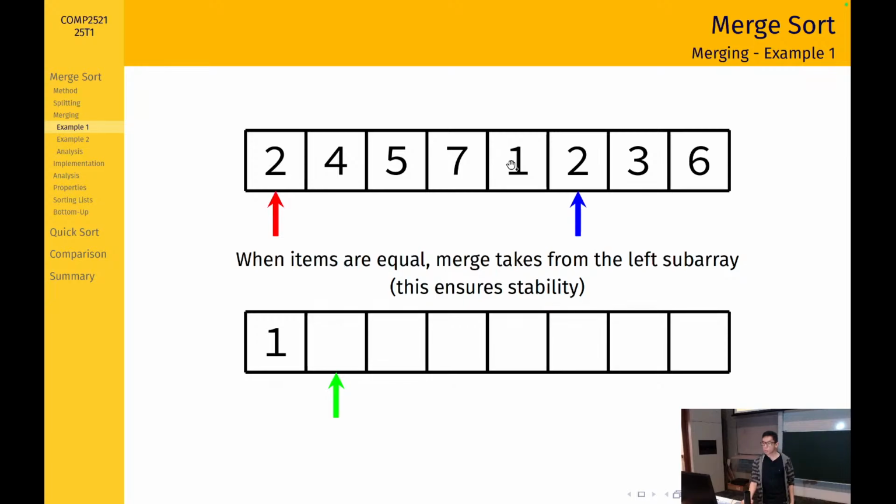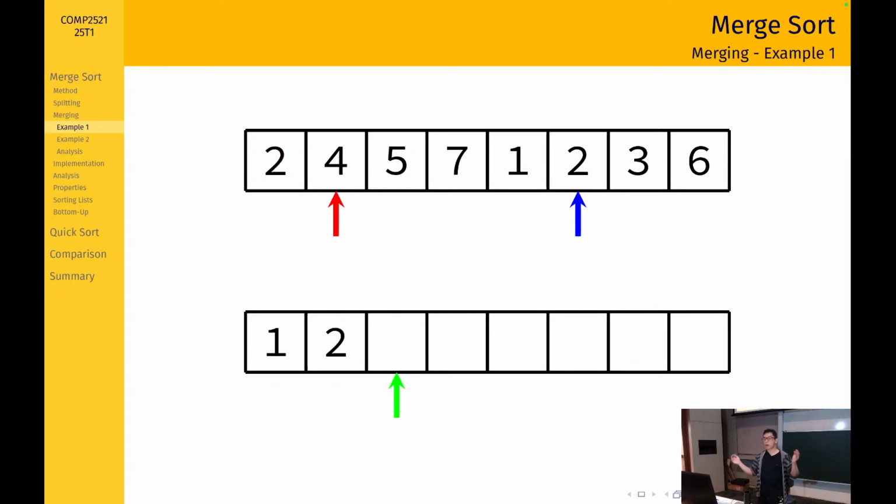Now since we've used the 1, we're going to be comparing these two elements. We compare the 2 here, which we didn't use yet, and this 2 over here. When we compare two elements that are the same, we take the one on the left. So we take this 2 here, and this will make sure that the algorithm is stable. We copy it into our temporary array. Now we're comparing this 4 and this 2. Since the 2 is smaller, we copy that down.